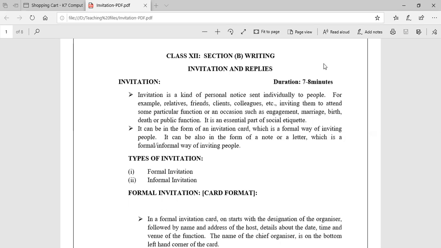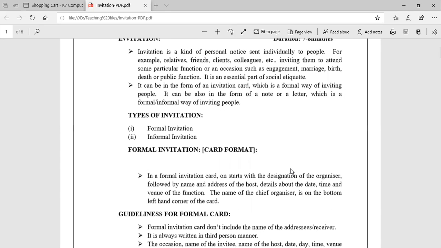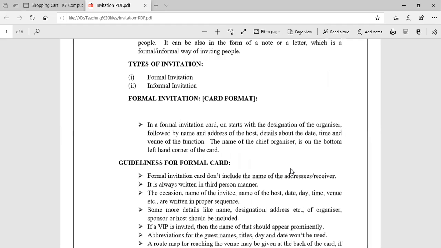It can be in the form of an invitation card, which is a formal way of inviting people. It can also be in the form of a note or a letter, which is a formal or informal way of inviting people. So that is the general idea about invitations and replies. Types of invitations: formal invitations and informal invitations. We know very well what the meaning of formal is and what the meaning of informal is, right?